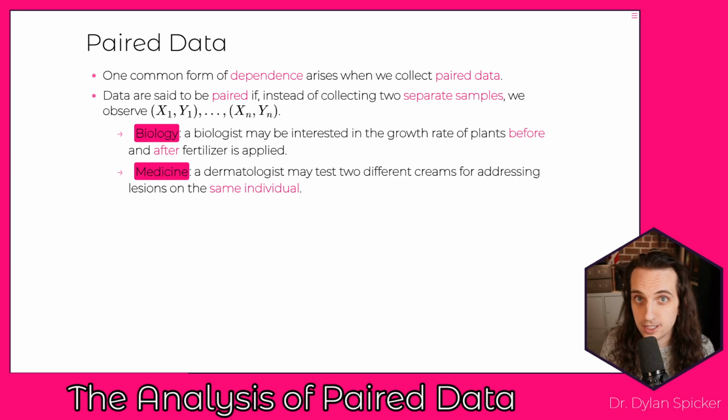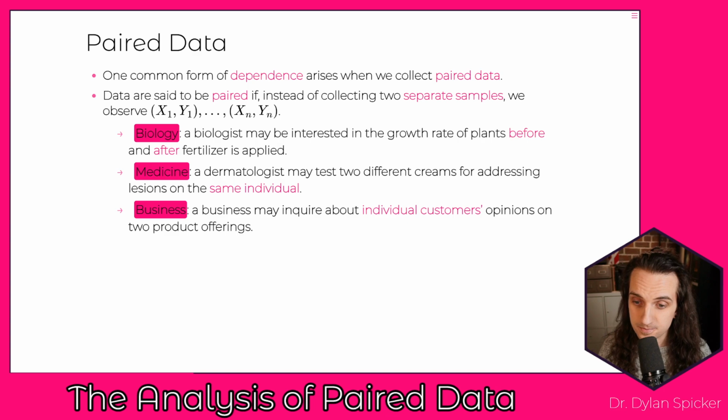We have the first cream, we have the second cream, but each of these creams is being observed on the same set of individuals. And so we take individual 1, their first and second measurement, and those are paired together. Individual 2, first and second measurement, and those are paired together.